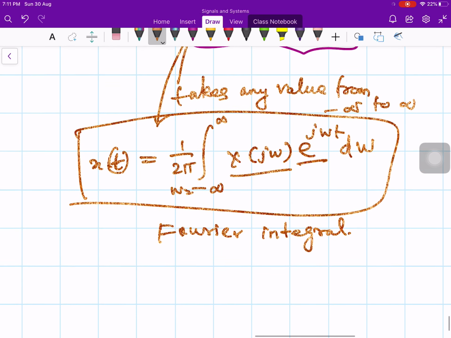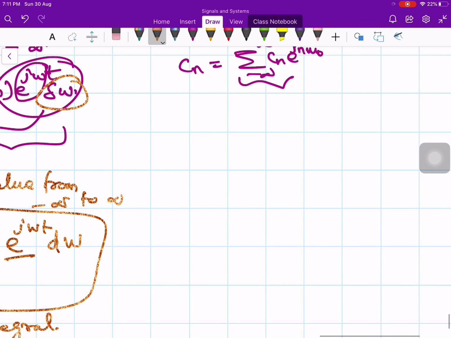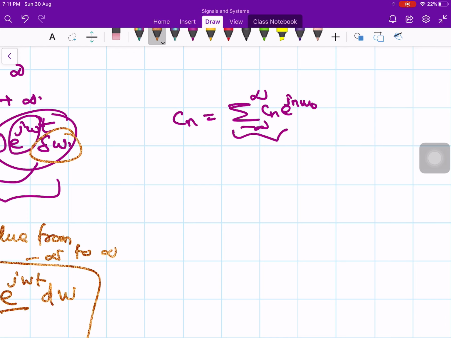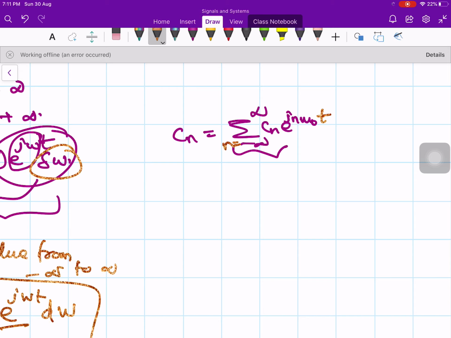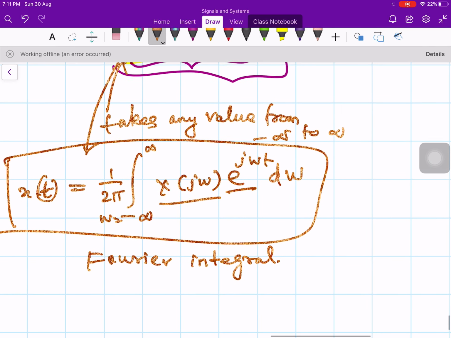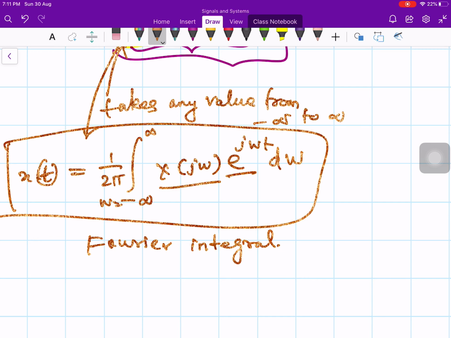Instead of series, we have an integral. In the previous case, we had a summation of Cn times e to the j n omega naught t, with n from minus infinity to plus infinity. So there we had summation, and here we have integration. That is why this is called a Fourier integral.